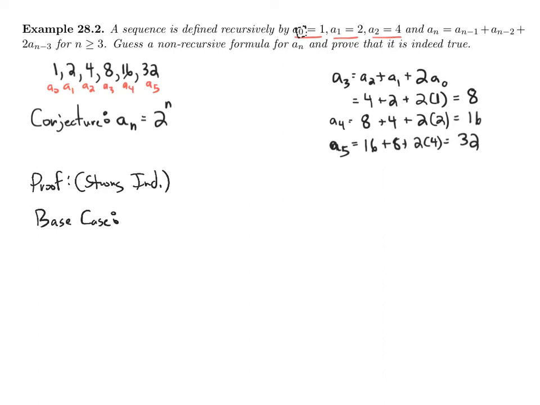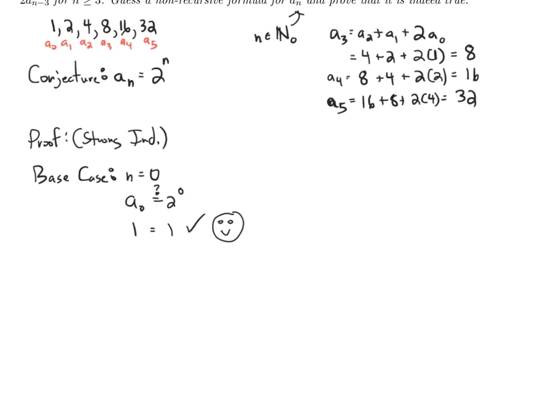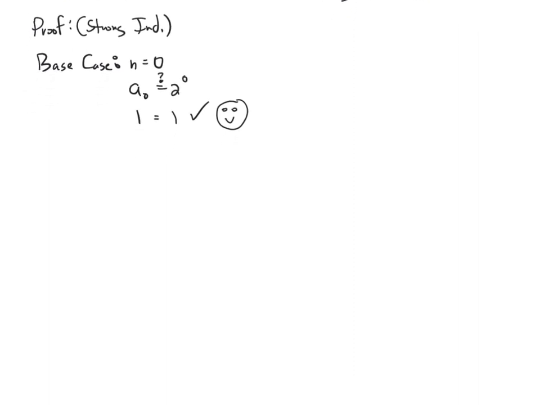And I should note that for a_n, where n is, of course, in the natural numbers, including 0, so the whole numbers. So our base case is when n equals 0. Okay. Well, is a_0 equal to 2 to the 0? Well, a_0 is 1. 2 to the 0 is 1. That's true. For our base case, we like that. All right. Let's do our inductive case now.